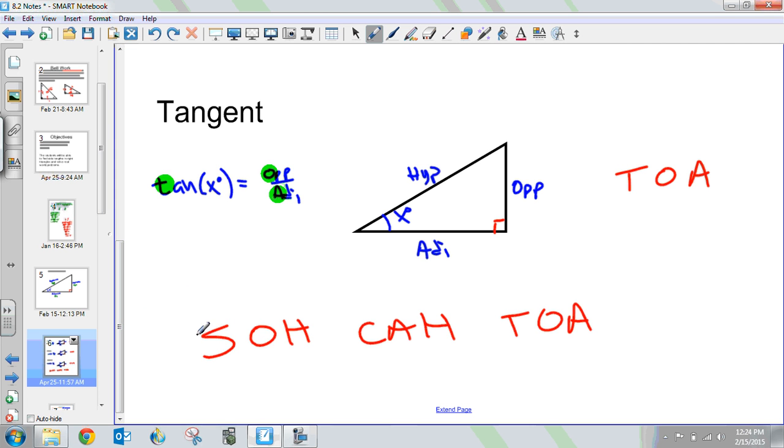If we use a sine function, we use the opposite side over the hypotenuse. The cosine function is the adjacent side over the hypotenuse. Tangent is the opposite side over adjacent.